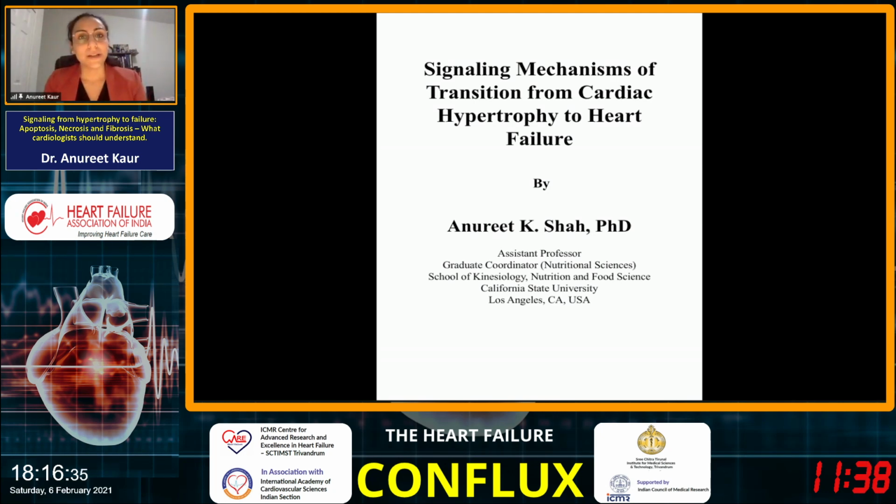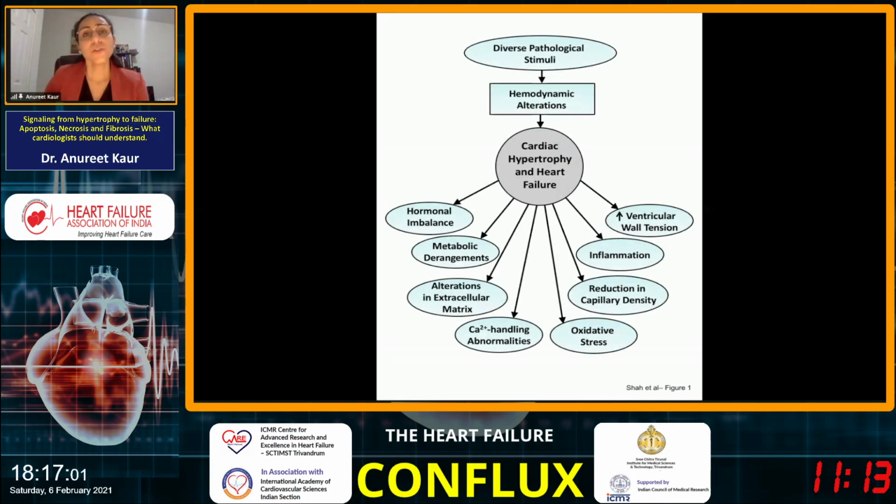The topic assigned to me was signaling mechanisms of transition from cardiac hypertrophy to heart failure. Although we don't have a definitive answer on how it changes from cardiac hypertrophy to heart failure, I would definitely like to discuss the different signaling mechanisms involved in this transition, and the diverse pathological stimuli which lead to heart failure.